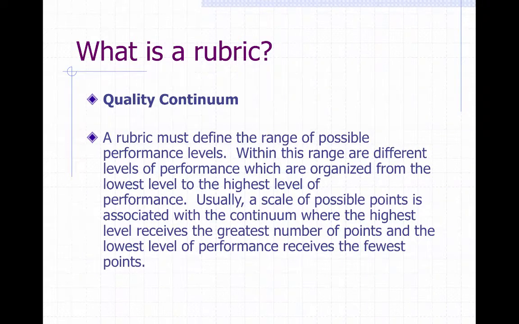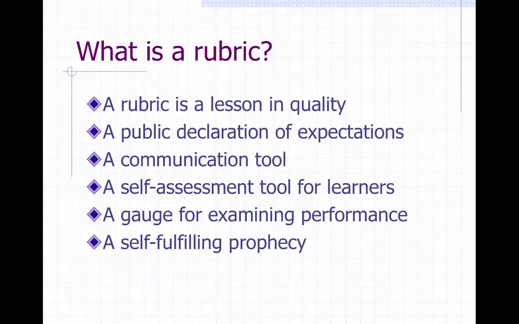A rubric must define the range of possible performances, lowest to highest. Usually there's points associated, but I'll show you in a rubric in a little while. It doesn't have to be associated with points, although it usually is. It's a lesson in quality, a public declaration of expectation, a communication tool, a self-assessment tool for learners, a gauge for examining performance, and a self-fulfilling prophecy. We've talked about most of those others, but a self-fulfilling prophecy.